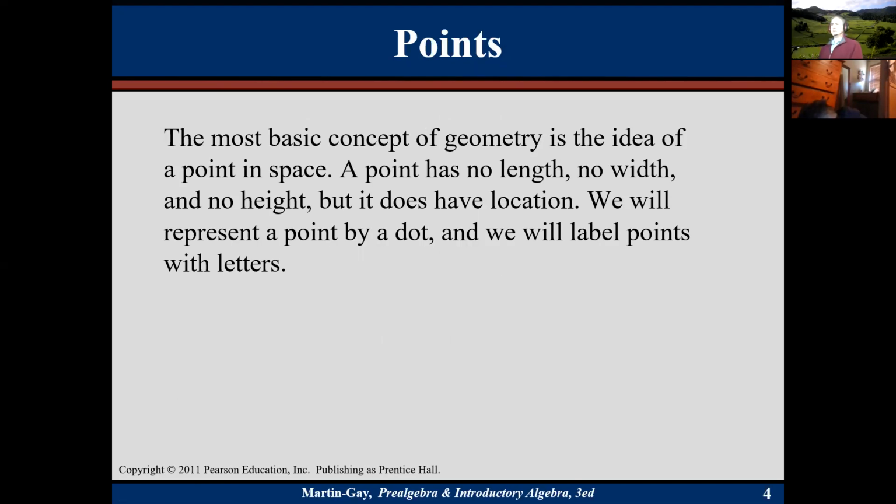Then they talk about the most basic concept of geometry, the idea of a point in space. A point has no length, no width, and no height. All it has is a location. When we draw a point, we represent it by a dot, and typically we label points with letters. So here they've got this point A, right?